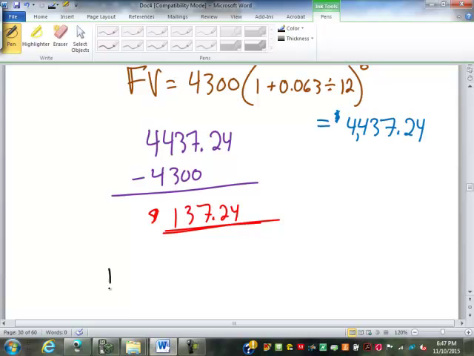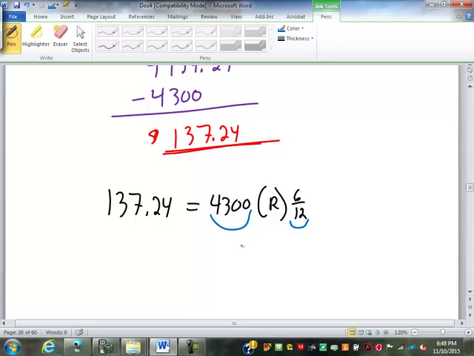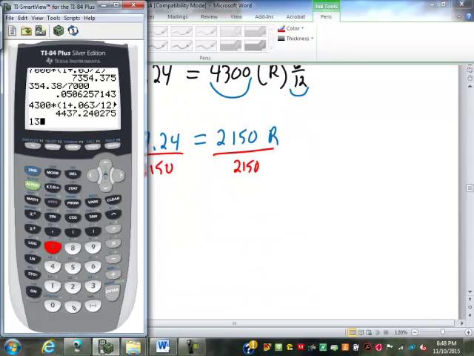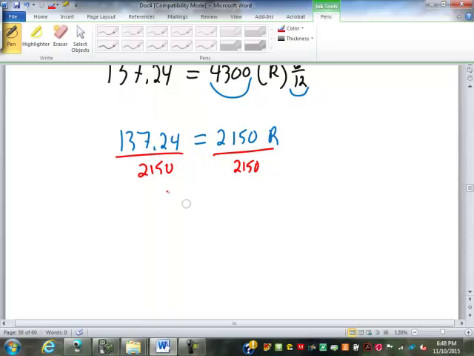Now to find our effective rate, the 137.24 equals the 4,300 principal times our rate, but it's not just 1 anymore. It's 6 months, 6/12, or 1/2. So now we do have to combine the 4,300 and the 6/12. We get 2,150 times R. And we will divide by 2150. 137.24 divided by 2150 is 0.06383, which is our rate. So that is a percent. If we move that 2 spots, 6.383%.